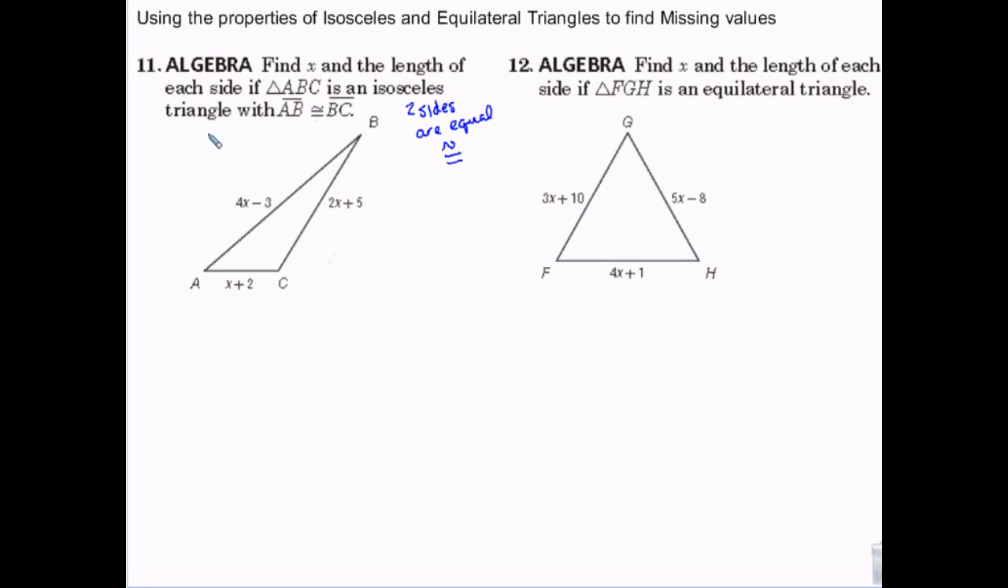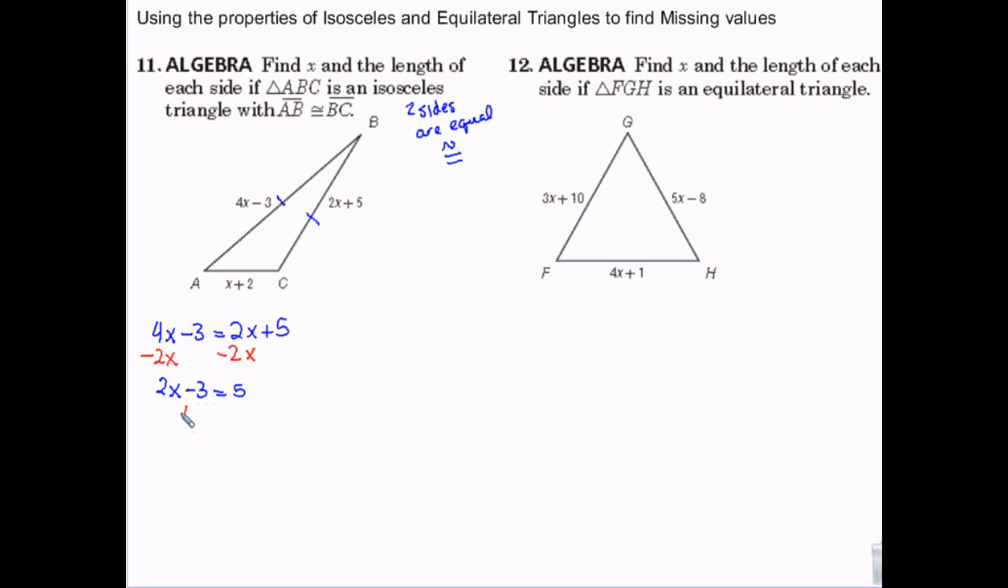So it's an isosceles triangle with AB congruent to BC. So AB is here, BC is here. So that tells me these two sides are the same. Since they're the same, they're equal. And then we're going to solve from here. Subtract 2x from both sides. And I get 2x minus 3 is equal to 5.